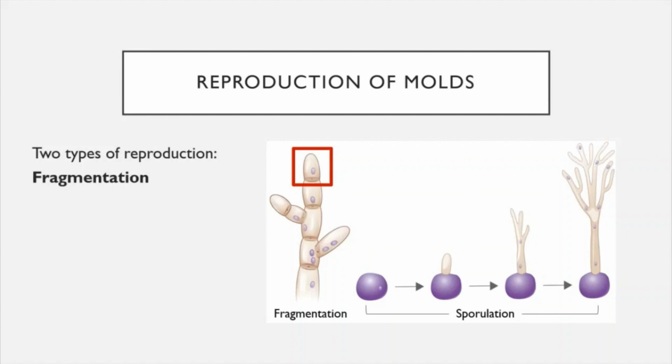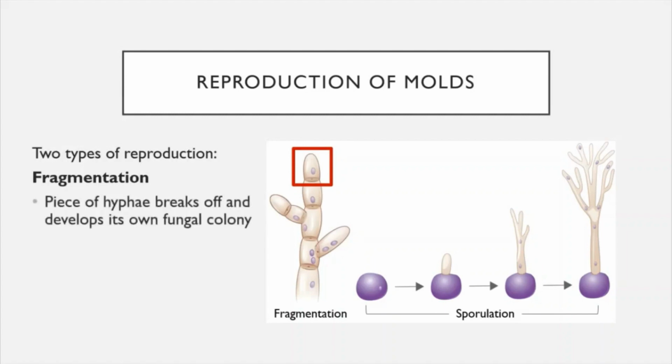So we can imagine in the process of fragmentation, the very tip of this hyphae could break apart and start its own multicellular organism. This is always asexual. There's no genetic recombination of gametes or anything like that. This is just a clone from this specific cell.